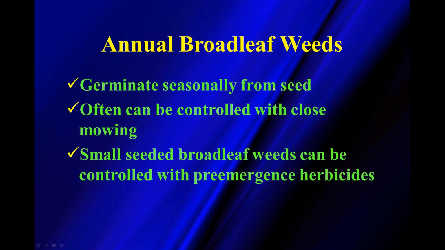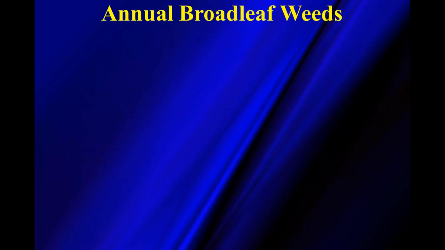From the standpoint of annual broadleaf weeds, again, it's much like our grass weeds, germinate seasonally from seed. However, the big difference here is they often can be controlled with close mowing, with a few exceptions. Slender aster, for example, can survive mowing down to 3/4 of an inch height and what have you, but most of them will succumb to, especially if it's consistent mowing, where you're consistently cutting off the top growth. They're not going to be an issue after that. Small seeded broadleaf weeds can be controlled with the same pre-emergent herbicides that we use for our grassy weeds.